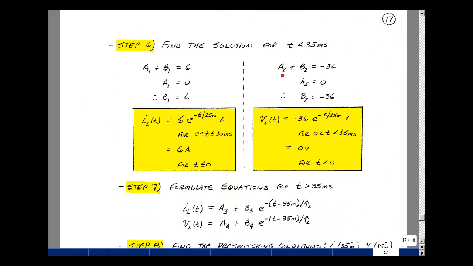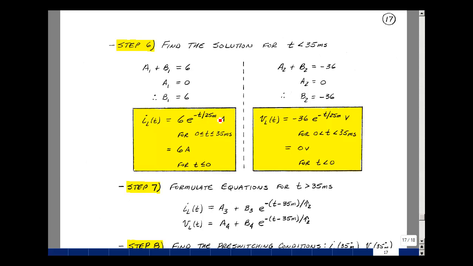Now we can complete step 6 of our algorithm, which is to solve for our constants A and B. We had A1 plus B1 was 6, A1 was 0. That means that B1 is equal to 6. So I_L of t is going to be equal to 0 plus 6 times e to the minus t over tau 1 of 25 milliseconds. When t was less than 0, we found that it was 6 amps. I'll include the equal sign here because the current cannot jump instantaneously as we pass through 0.